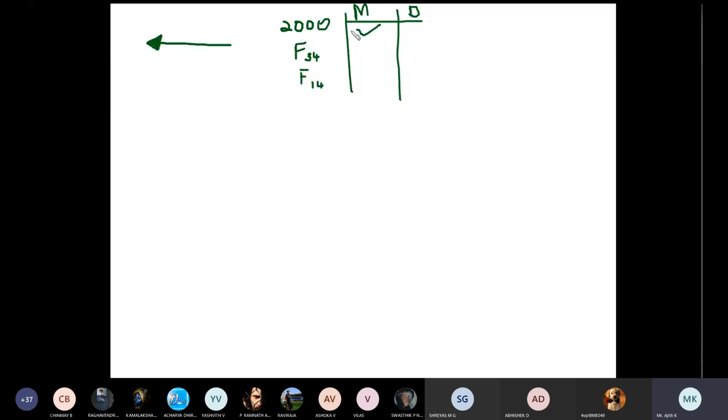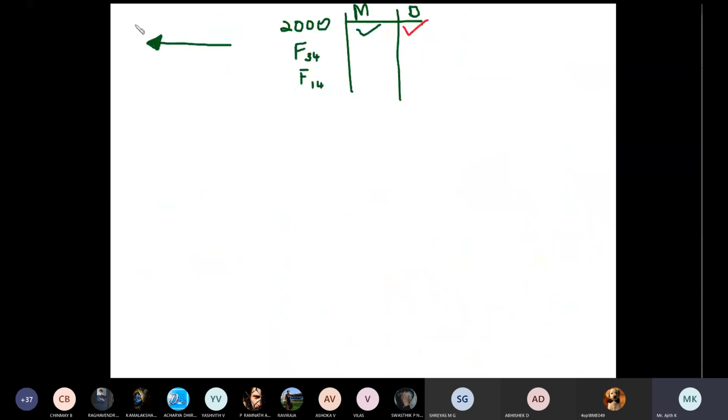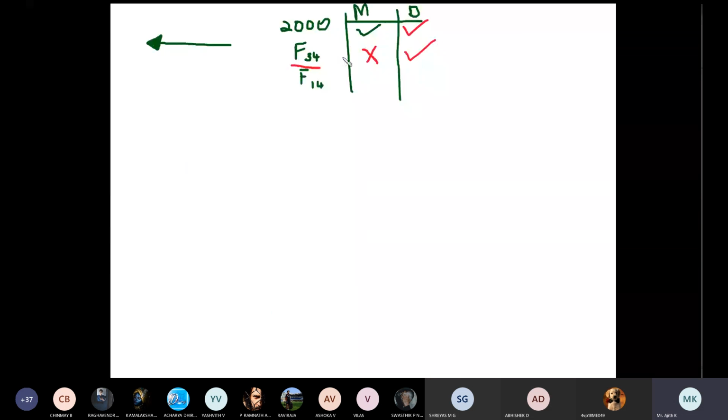What about the direction of 2000 Newton? Even the direction is known. This is the direction of 2000. It is exactly horizontal. Magnitude is 2000, so both magnitude and direction are known. What about F34? Its magnitude is unknown. But what is the direction of F34? If you refer to the previous diagram, this is the direction of F34. F34 is acting in this direction. Therefore, direction is known, magnitude is unknown.